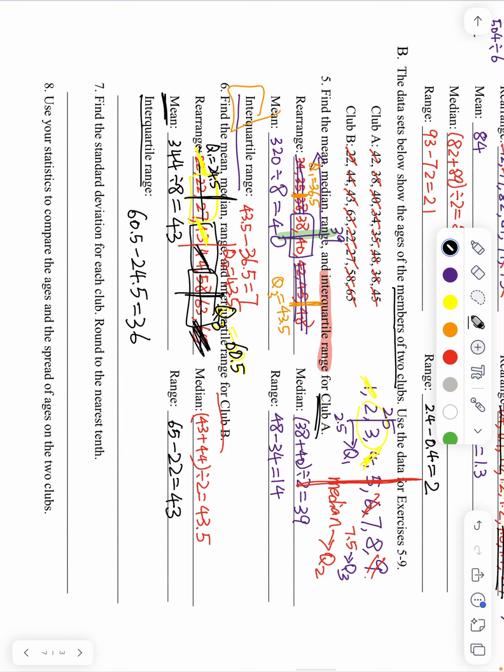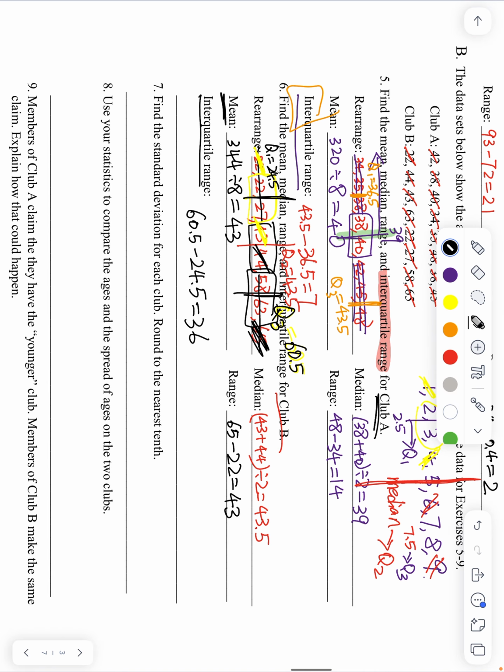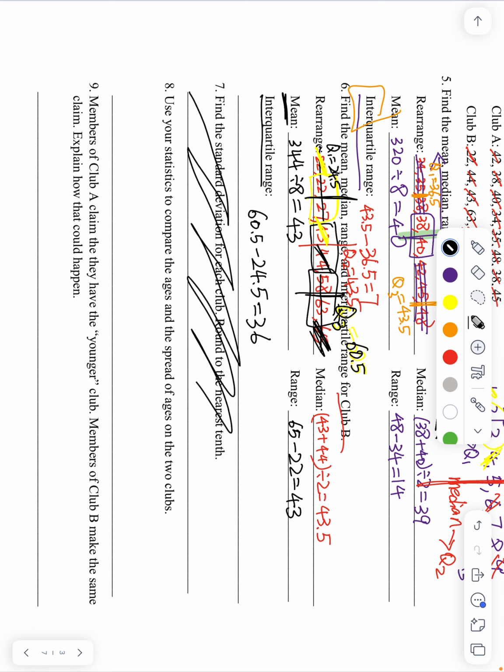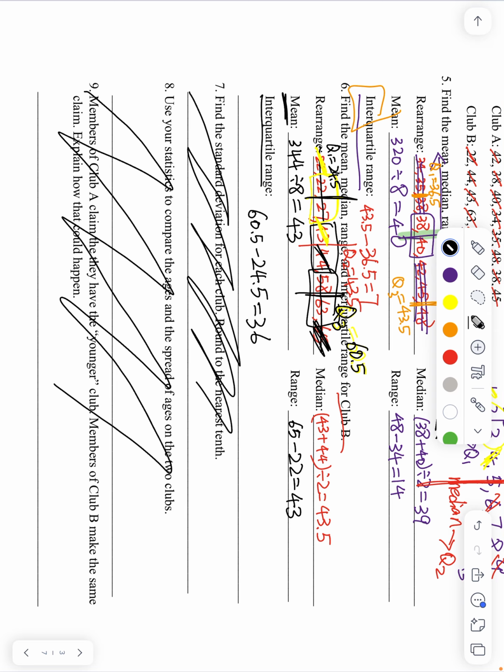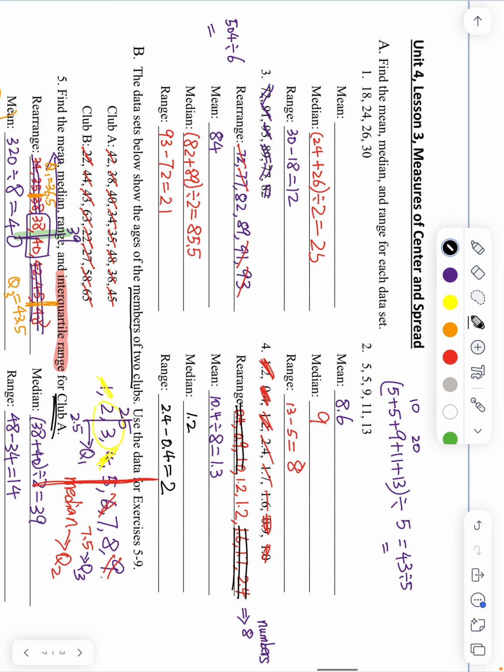Okay, number 7, find the standard deviation. We don't have to do this one. Standard deviation, that's a lot of calculation. We're going to skip this one. Number 8, number 9, still we need standard deviation to figure out those questions. So we're going to skip it at this point, okay? So this is done for lesson 3.